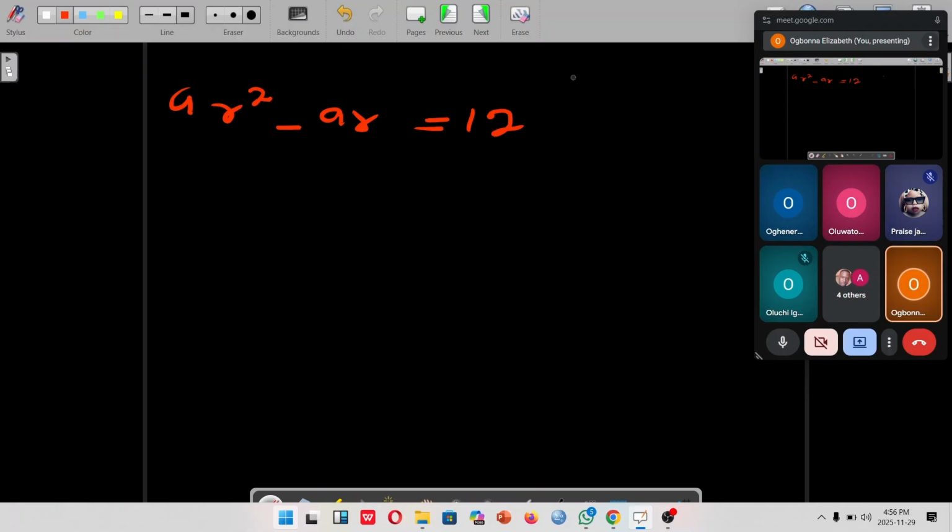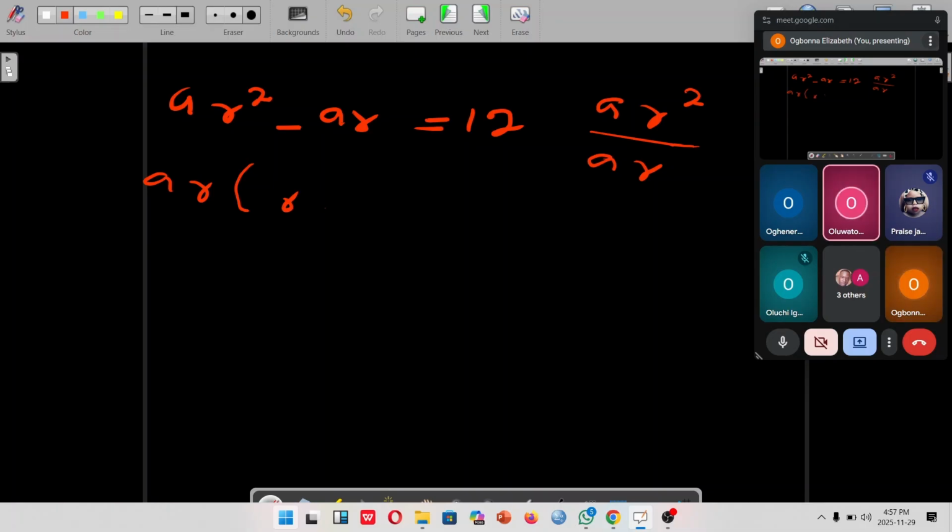Okay, let's do it as if we're in primary 1. You have AR squared. I want to bring out what is common here. I will divide by AR. If I divide by AR, what will happen? R will remain. You know that division and multiplication are related. So if I pull out AR from this, I will have R remaining. If I pull out AR from AR, what will remain?